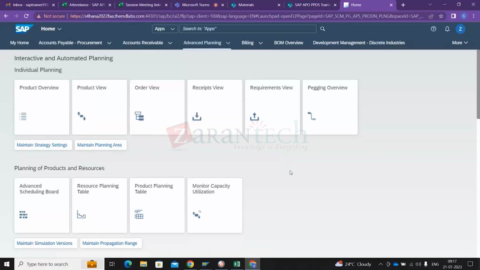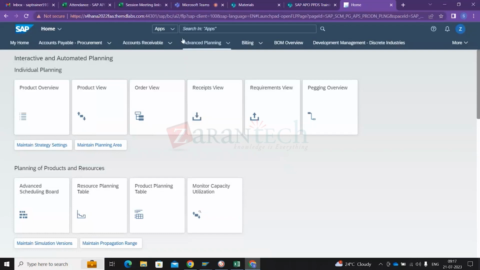Maybe if we finish earlier than all the sessions, then maybe for 30-40 minutes I will explain to you what design thinking is. That is not in the scope of PPDS, but it is for everything that we do, SAP you do or personal thing you do.